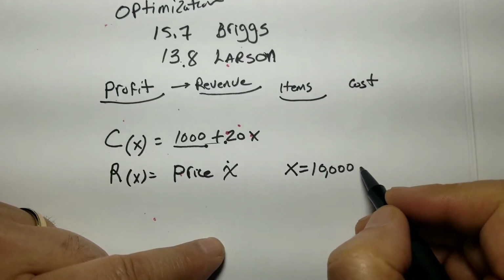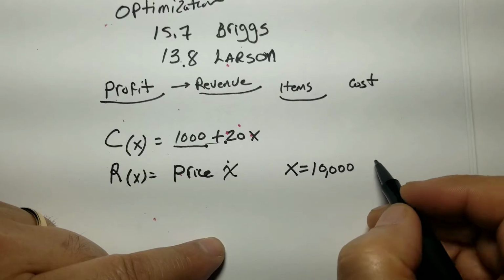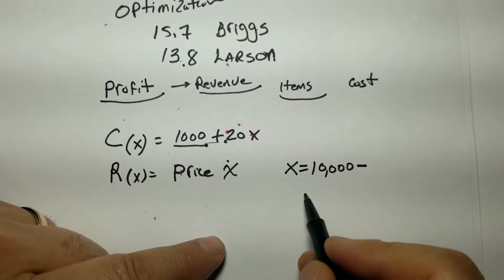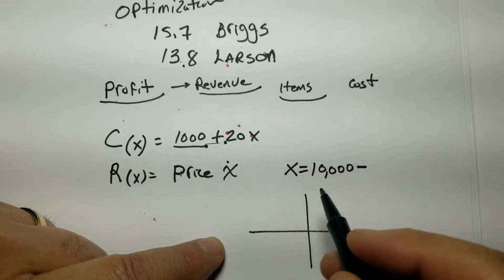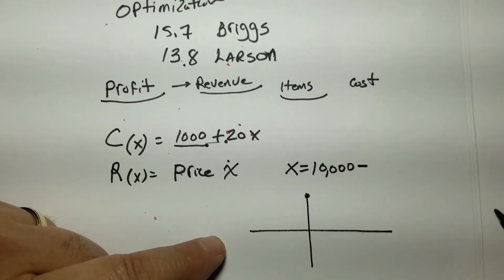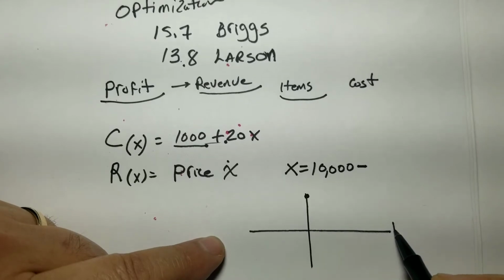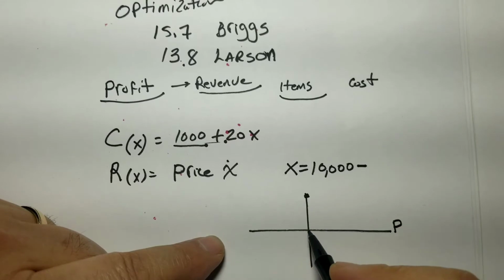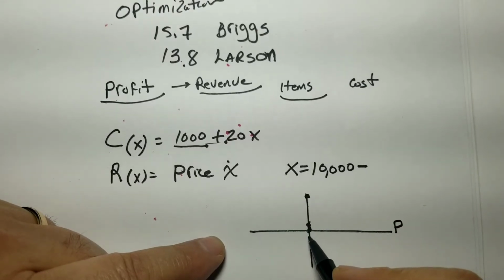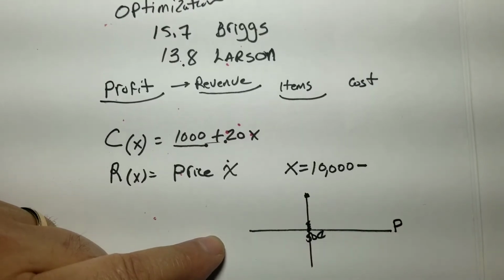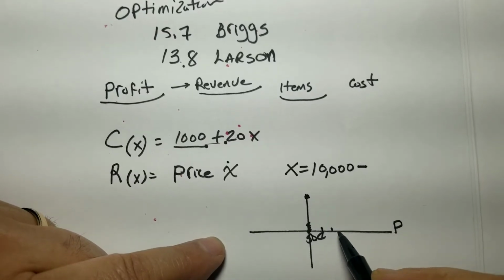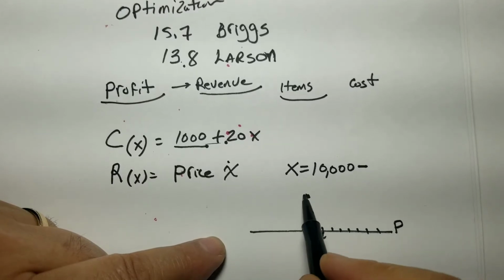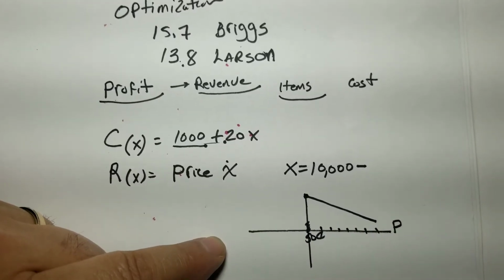Therefore, you have 10,000 items. But let's call the price right here. Maybe you can sell the 10,000 at a certain price. I don't know, maybe 50 cents each. But as the price gets higher and higher, you sell less and less.